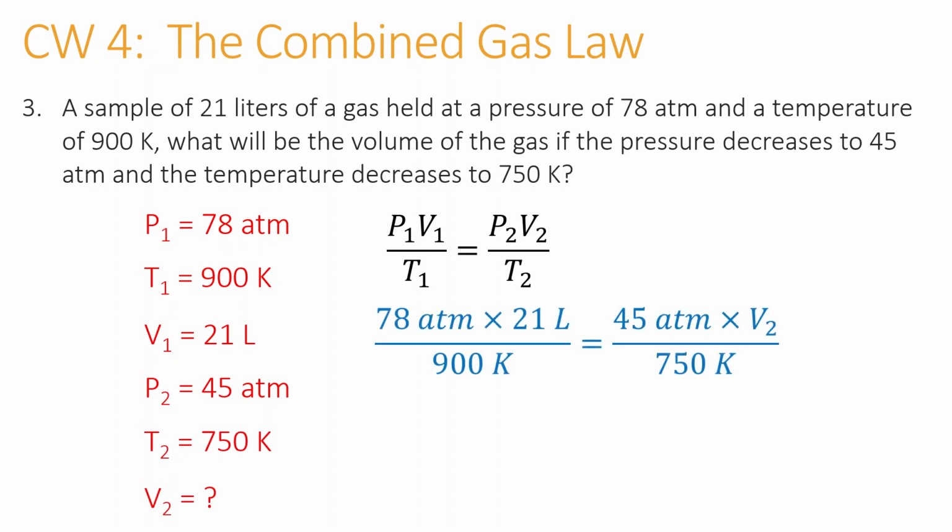So I'm going to just plug everything in here, and I can cross multiply to solve for V2. And then when I round for sig figs, I'm going to need just one sig fig because T1 here is just one sig fig.